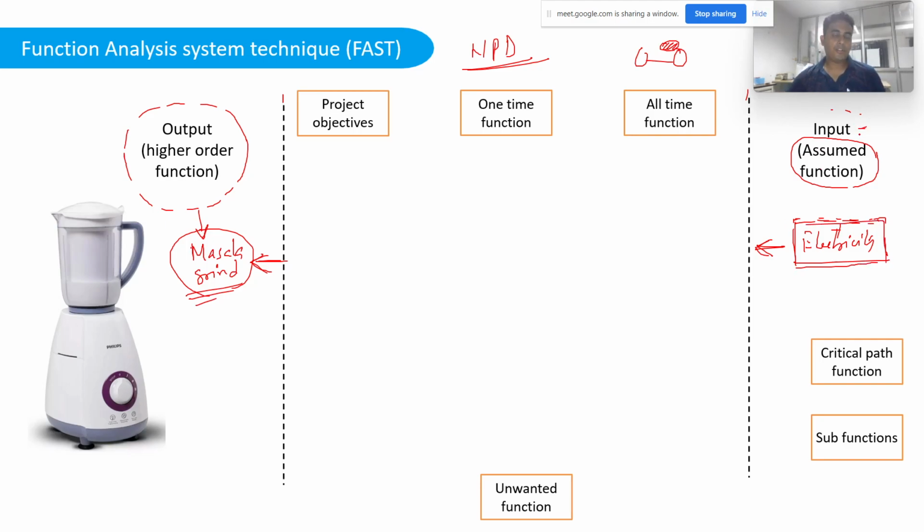So what we do next is we come from this side and ask the simple question: how. When we move from here, we ask how to grind. We say, by rotating blades, chopping, or grinding with blades.